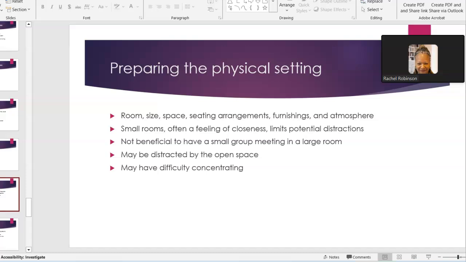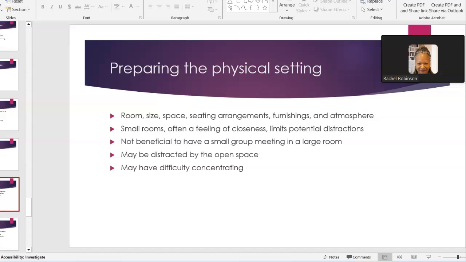Preparing the physical setting. You want to attend to room size, space, seating arrangements, furnishing, atmosphere, etc. If you have a room that's too small, then people can feel uncomfortable. First of all, the ideal setting for a group is in a circle so people can face one another, they can see each other, that type of thing. But you also want to make sure that there's spaces between seats so people can observe and feel comfortable that their personal space isn't being violated.